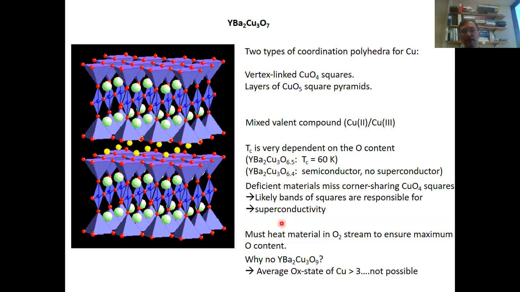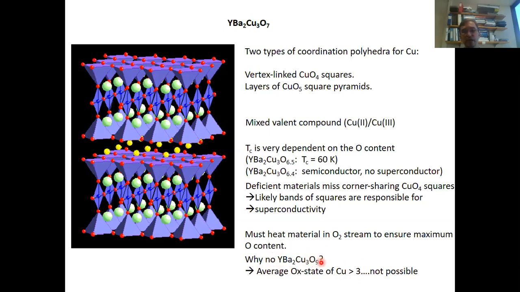Now you may ask, why can't I get more oxygen in there? For instance, why can't I make the ideal perovskite YBa2Cu3O9? This is because then the average oxidation state of copper would be larger than 3. That's just not possible because oxygen doesn't have so much oxidizing power to oxidize copper into an oxidation state of larger than 3 on average. You can easily check that.